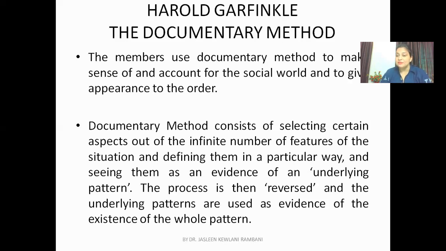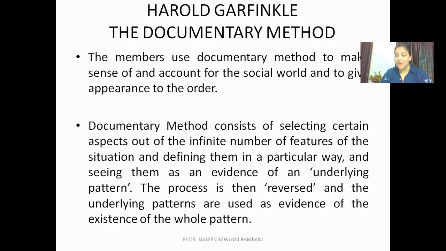Hence, what happens is, first of all, we select certain aspects of the condition out of the totally available infinite number of features, and then we try to define them in a particular way, and then we see them as the evidence of the underlying pattern. Underlying pattern means what are the most important patterns, what are the most important credentials of a social order to be understood. The process is then reversed and the underlying patterns are used as evidence of the existence of the whole pattern.